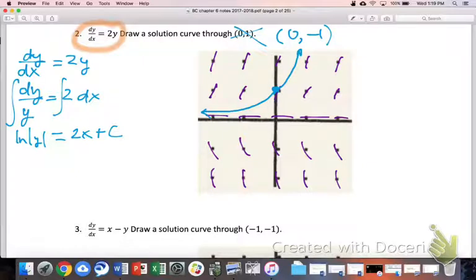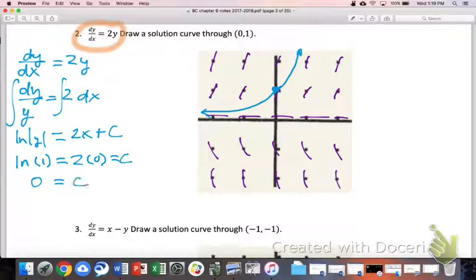This is where I typically will try to use my initial condition right here. You can do it later if you want. I tend to do it right here. And this is typically worth something, right? Having the plus c in there and applying the initial condition. So we're going to say that y is 1 when x is 0. You guys remember what ln of 1 is? And 2 times 0 is 0. Okay, so that just means c is 0.